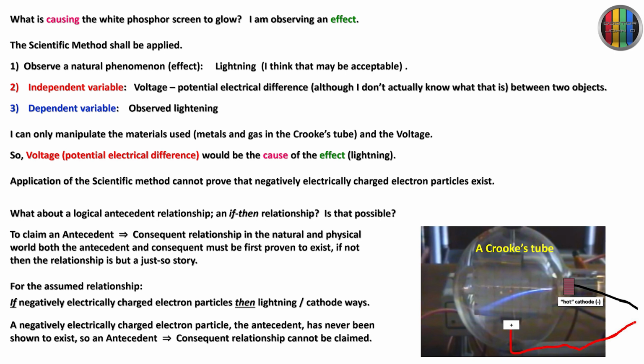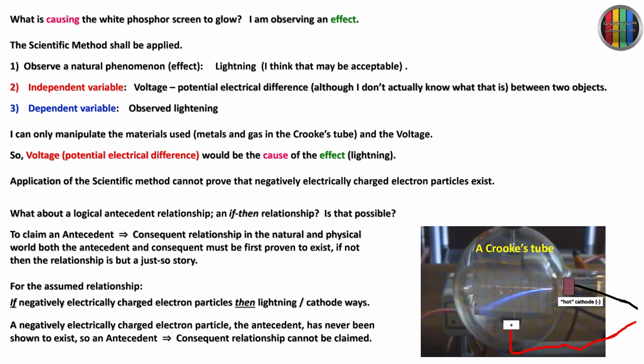2. Independent variable, voltage, potential electric difference, although I don't actually know what that is, between two objects. 3. Dependent variable, observed lightning. I can only manipulate the materials used, metals and gas in the Crookes tube, and the voltage. So, voltage, potential electrical difference, would be the cause of the effect, lightning. Application of the scientific method cannot prove that negatively electrically charged electron particles exist.